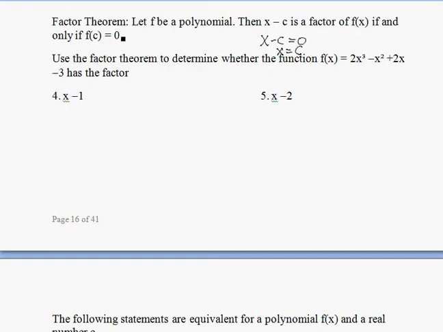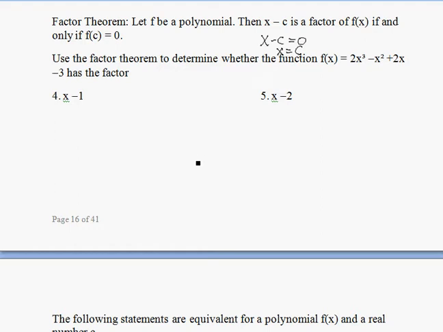So the remainder theorem just gives you what the remainder is. The factor theorem is a special case of the remainder theorem. It just says that if your remainder is 0, or if you evaluate the function at a number and that value is 0, then that means this c is a factor of the function. So here's my function right here, 2x cubed minus x squared. You can read it. And we just want to know, is x minus 1 a factor of this polynomial, and is x minus 2 a factor of this polynomial?